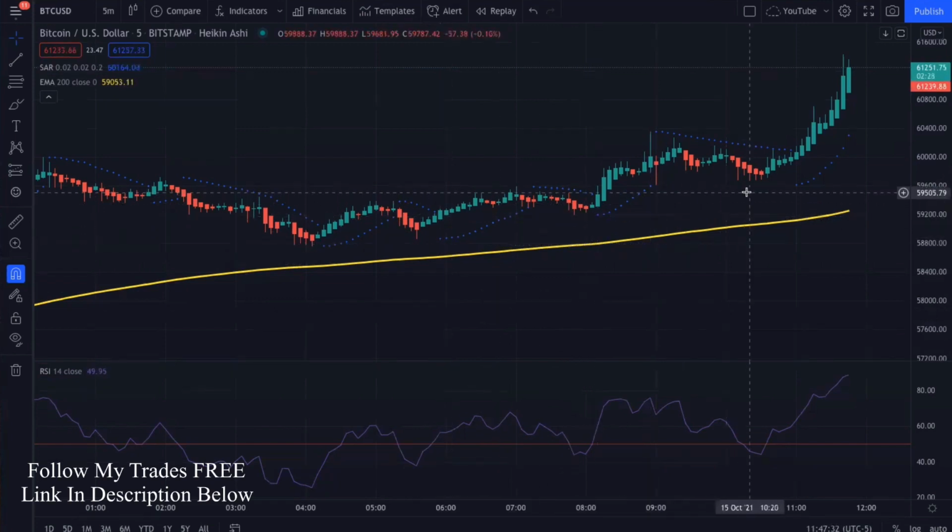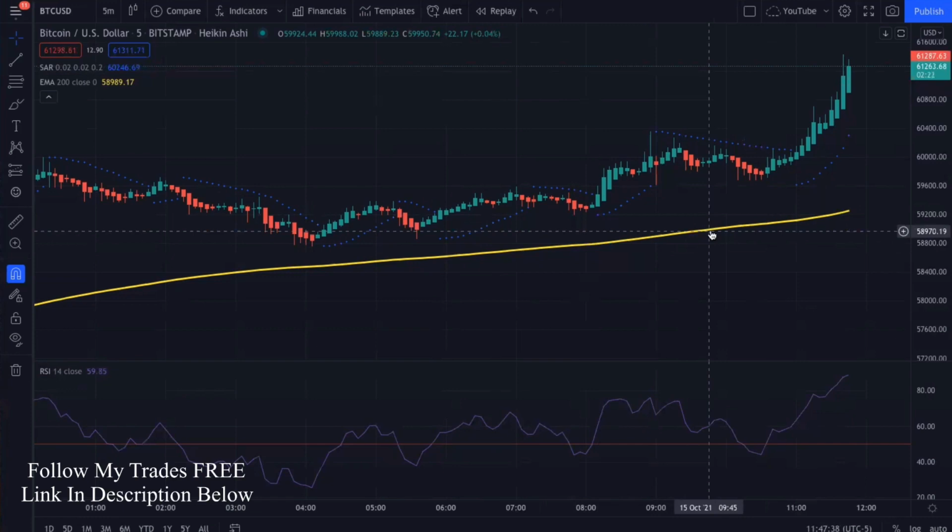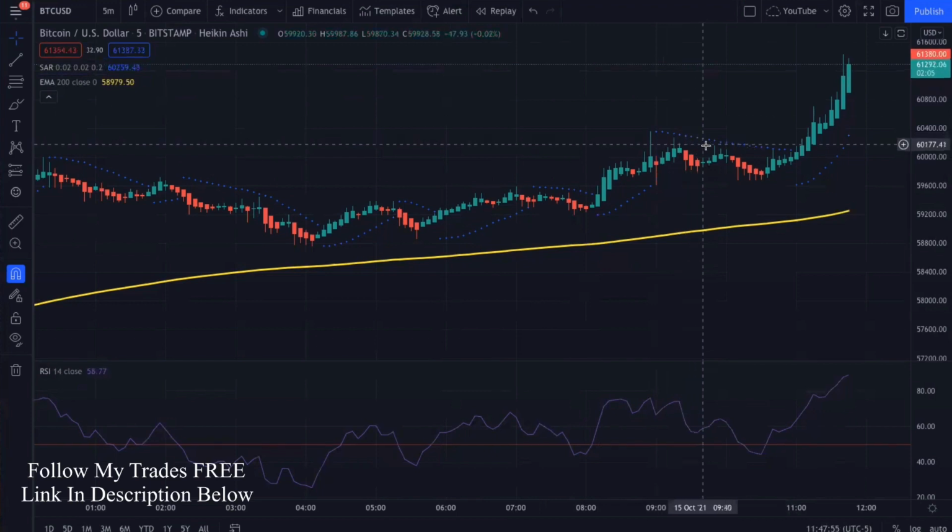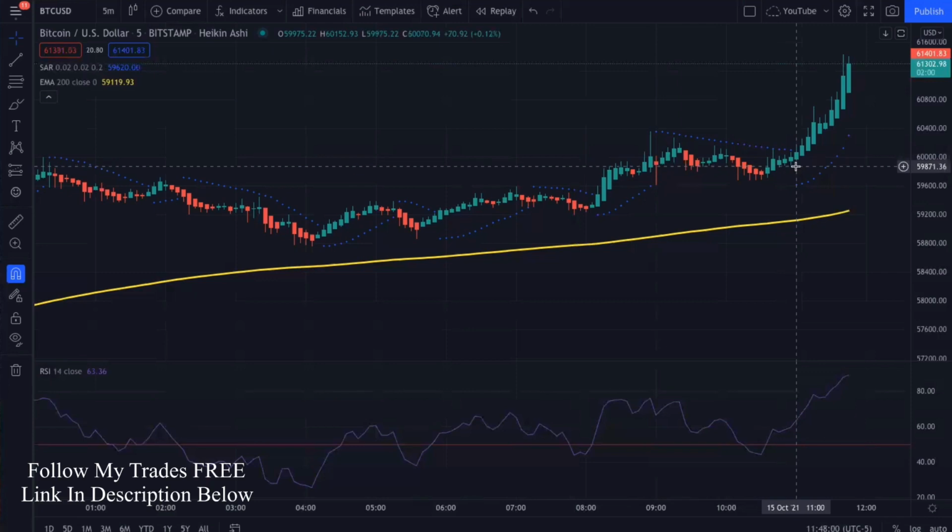So for instance, over here, this is a prime example of the run that Bitcoin's having right now, which would have been caught with this awesome strategy, right? So when the price action is above the 200 EMA, you're only looking for opportunities to buy. As when you see that right now the parabolic SAR is above the price action, you're not going to buy, you're not going to buy, bam.